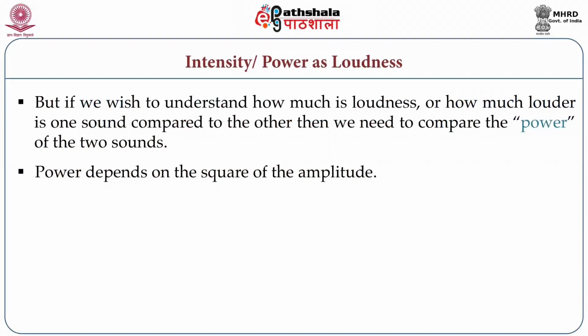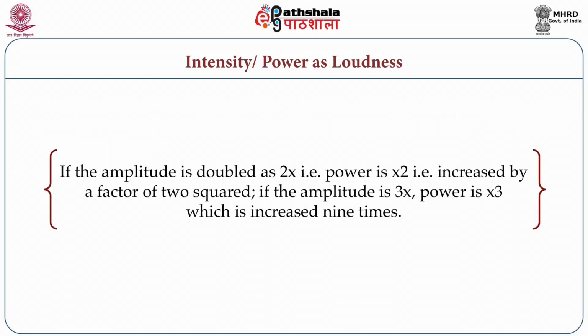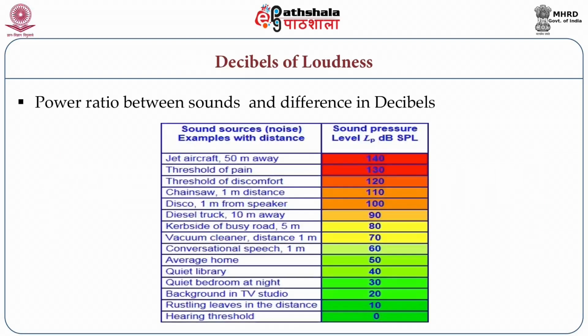So intensity or power as loudness. We want to understand how much is the power of the two sounds which are heard as different, distinct loudness. So, if amplitude is doubled as 2x, that is power is x squared increased by a factor of 2 squared. And if the amplitude is 3x, then power is increased 9 times. So decibels of loudness can be seen like this.